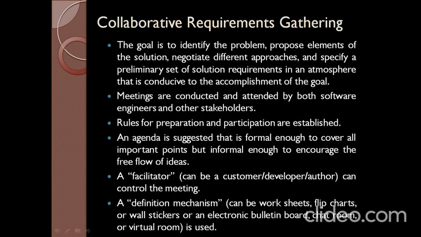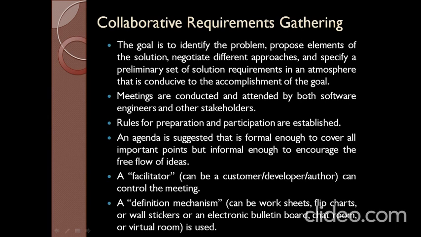Collaborative requirement gathering means that it is used to fix the rules, preparations, and participation. The main objective or goal is to identify the problem, propose the elements of the solution, negotiate the different approaches, and specify the primary set of solution requirements in an atmosphere that is conducive to the accomplishment of the goal. The meetings are conducted and attended by both the software engineers and the stakeholders.